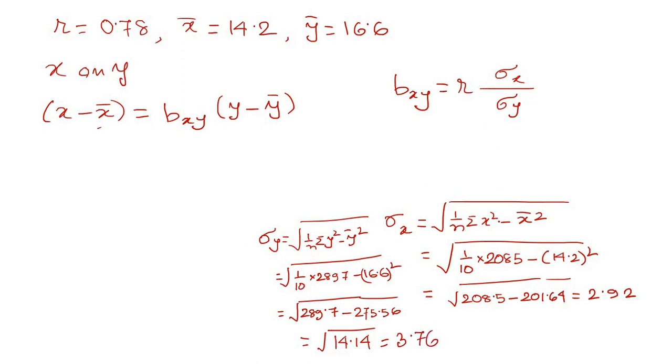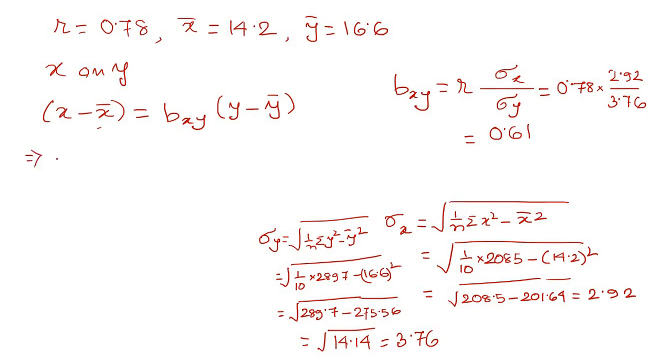So now we are in a better position. We know the value of sigma x, we know the value of sigma y, we know the value of r. So we can find out bxy. So r is 0.78, sigma x is 2.92 and sigma y is 3.76. So this gives me bxy as 0.61.